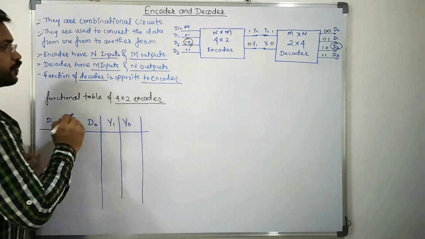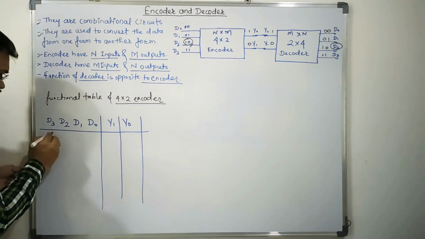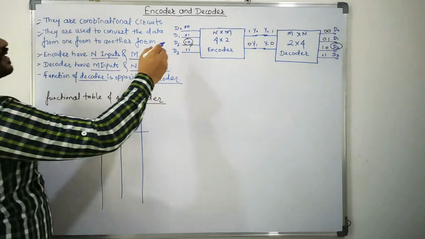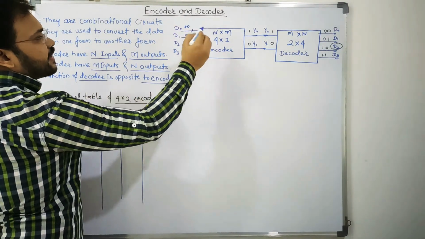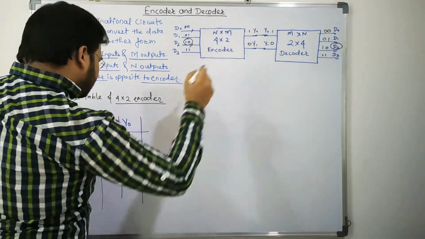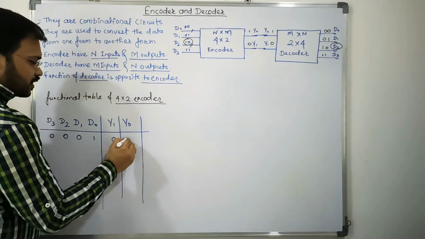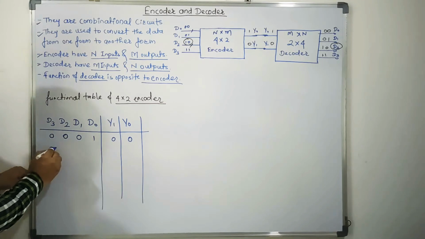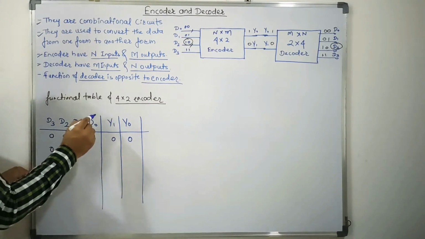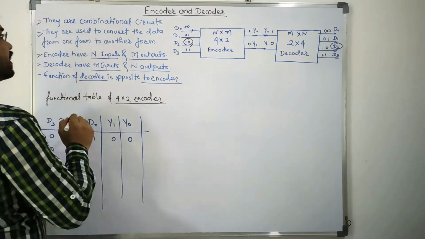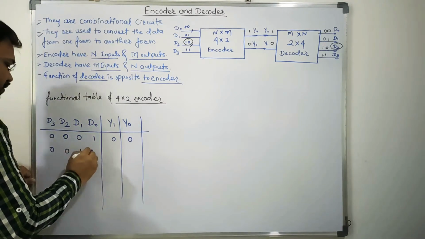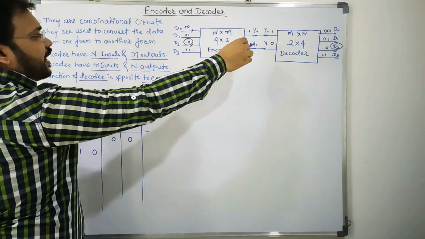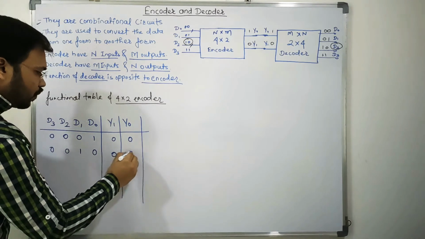Now the input here is 0, 0, 0 and 1. Suppose D0 is active high, so for this D0 active high, the value we get is 0, 0. Next, suppose D1 is going to be active high, so the value we get is 0, 1. Here D2 is active high.